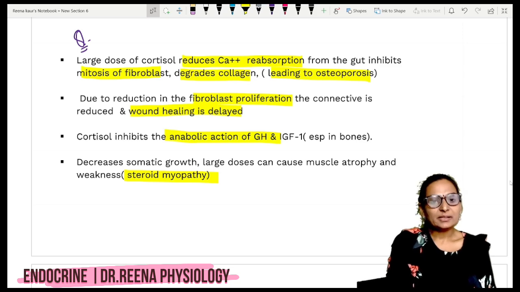So decrease in calcium absorption, decrease in collagen synthesis, degradation of collagen, predisposition to osteoporosis. This one. Inhibition of the anabolic effect, steroid myopathy. This was the slide you needed, Akansha? Done, ma'am. Okay, come now.